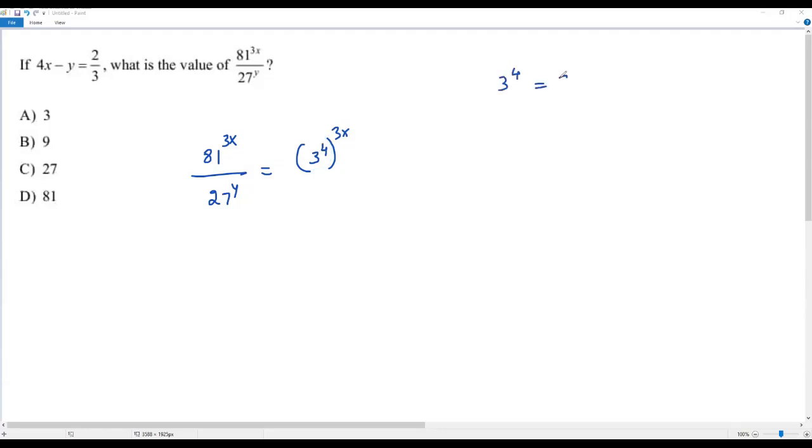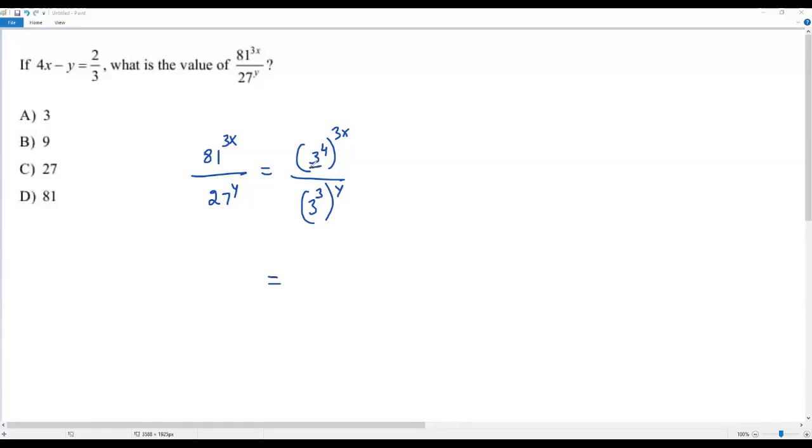3 to the 4th power means we have to multiply 3 by itself 4 times. So because we have the exponent 4, 3 times 3 is 9, 9 times 3 is 27, 27 times 3 is 81. So 81 can be written as 3 to the 4th power, and whatever exponent we have for 81, the same is taken out here. And 27 is also a power of 3, that is, 27 can be written as 3 to the 3rd power. The value of 3 to the 3rd power equals 27, and whatever exponent we have for 27, the same exponent can be taken out here.